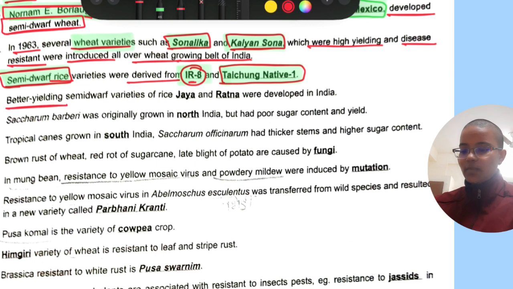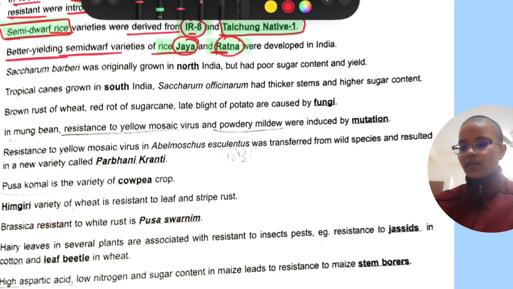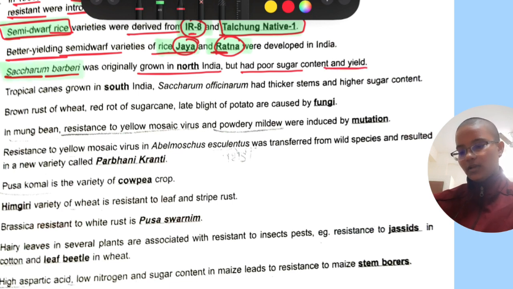Better yielding semi-dwarf varieties of rice, Jaya and Ratna. R for rice, R for Ratna. You can learn it by this. Developed in India. Saccharum barberi was originally grown in North India but has poor sugar content and yield.